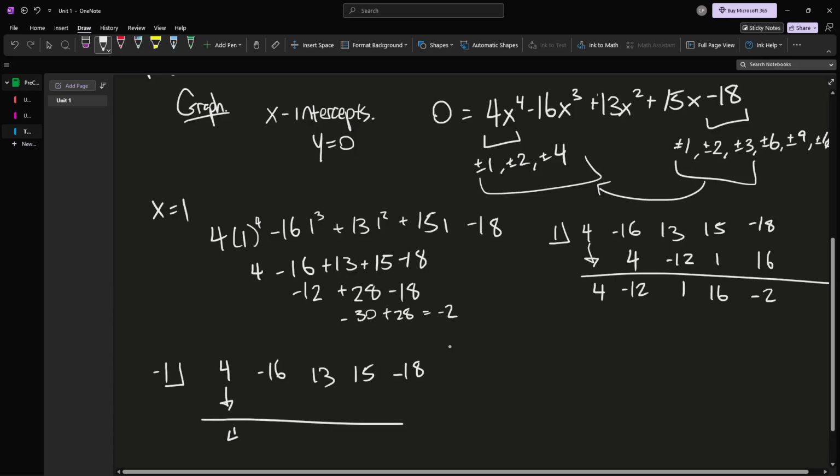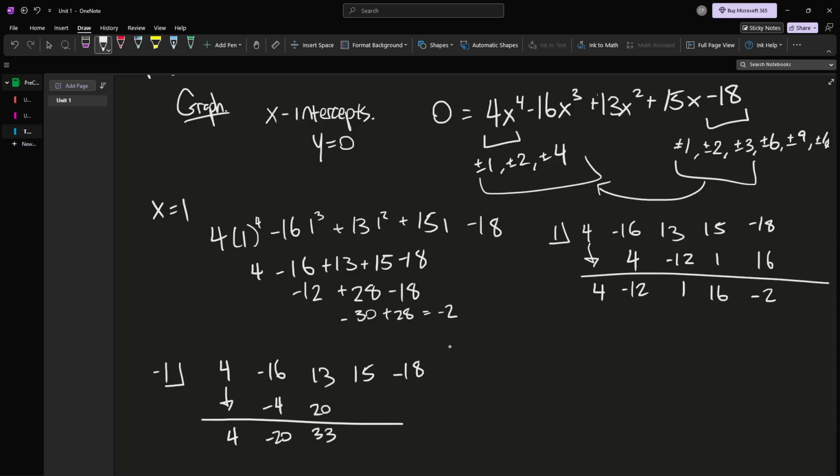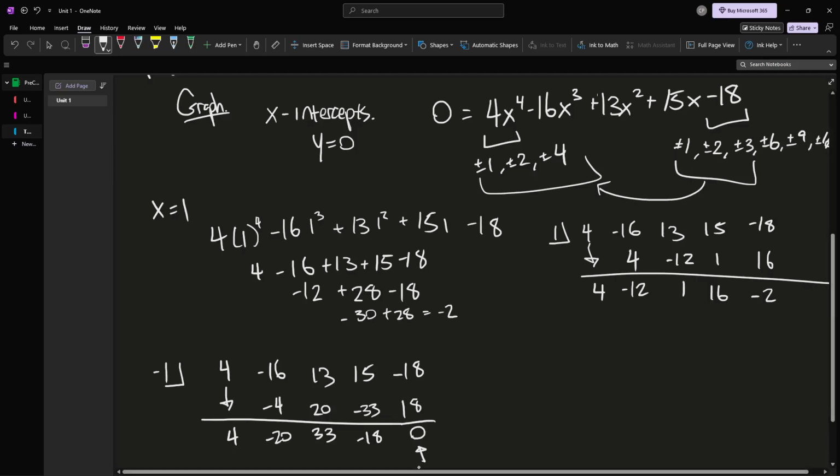Bring the 4 down to get 4. Negative 4 to get negative 20. 20 to get 33. 33. Negative 33 to get negative 18. Negative 18 times negative 1 is positive 18 to get 0. And once you get 0, you know that it factors out nicely.